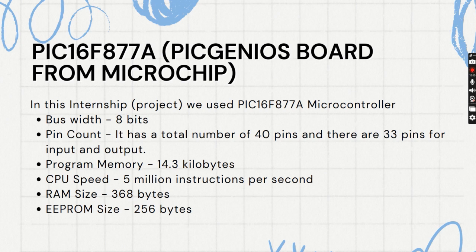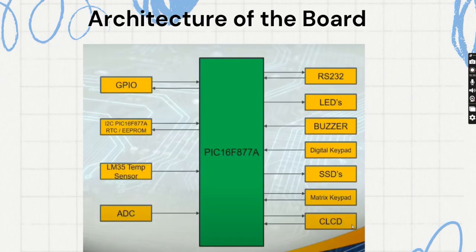We have a program memory of 14.3 kilobytes, and a CPU speed of 5 million instructions per second. It means it can execute 5 million instructions every second. We have a RAM size of 368 bytes, and we are using an EEPROM of 256 bytes.